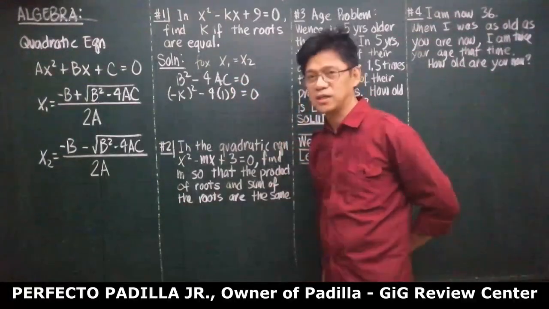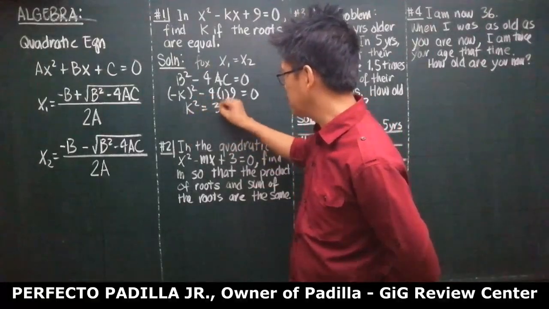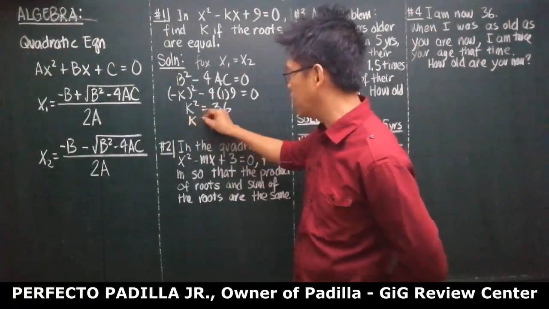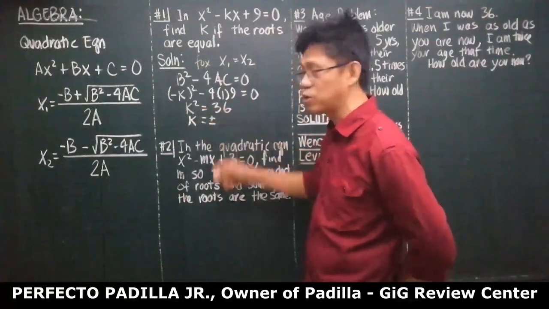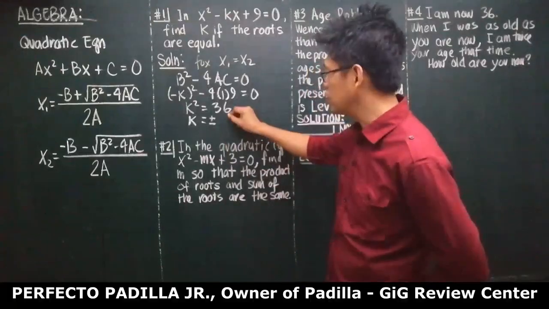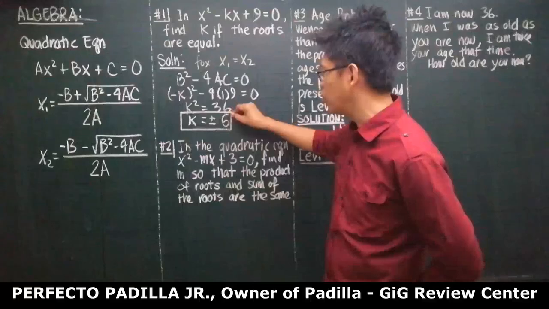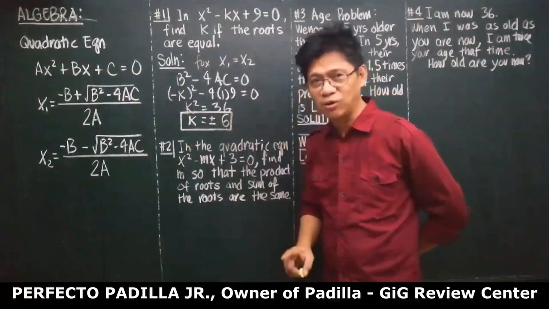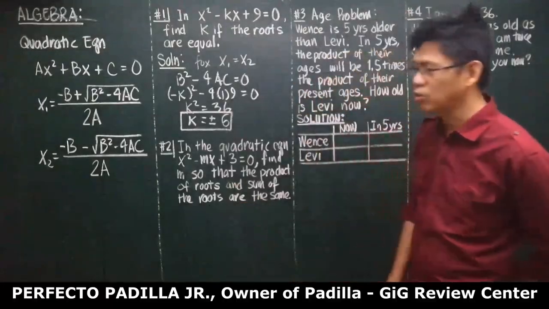This is 36. So, k squared is equal to 36. So, k equals, dahil squared ito, this would be plus and minus square root of 36. So, this would be 6. When k is plus or minus 6, the roots are equal. You follow? Now, let us take the second problem.